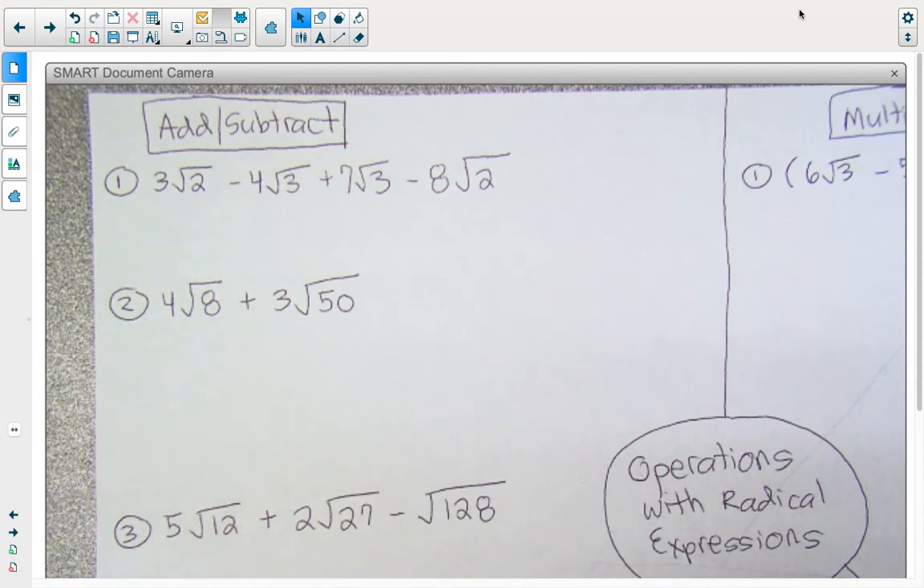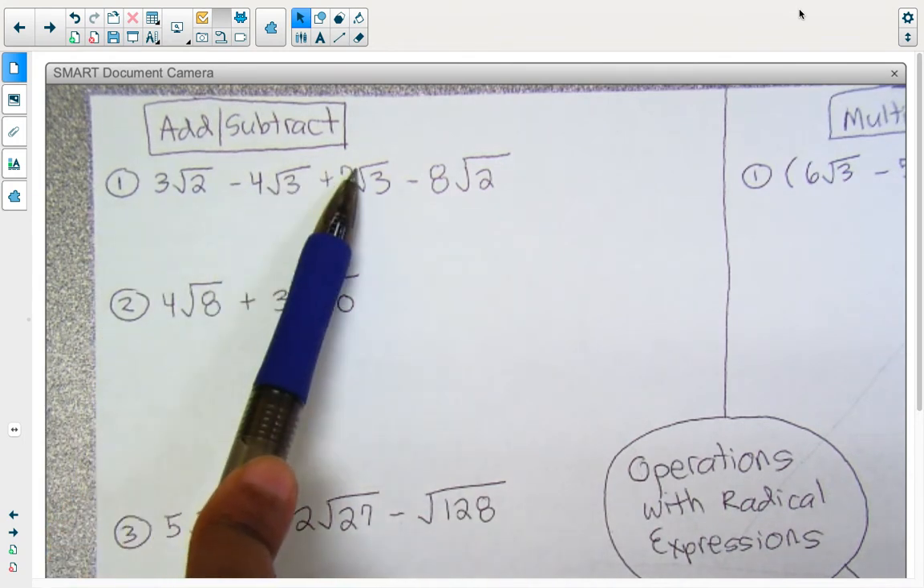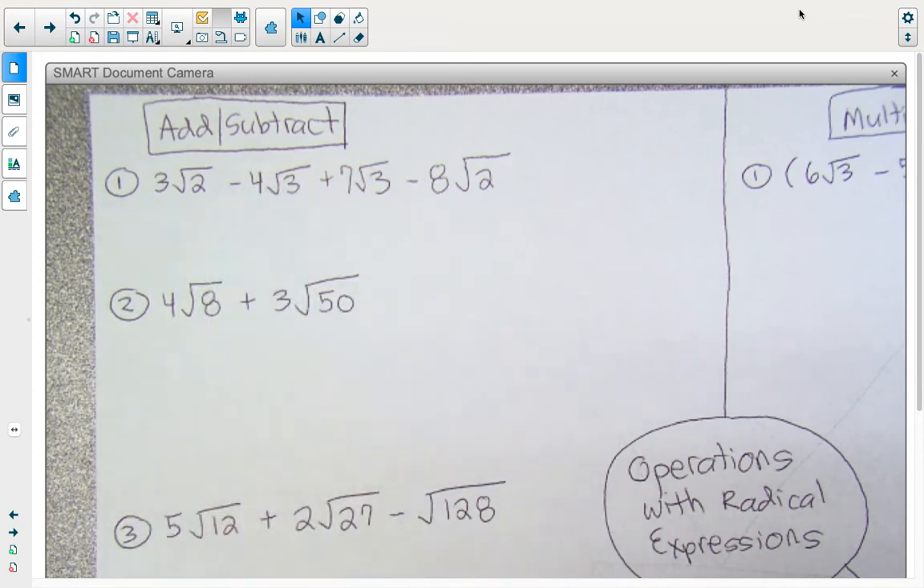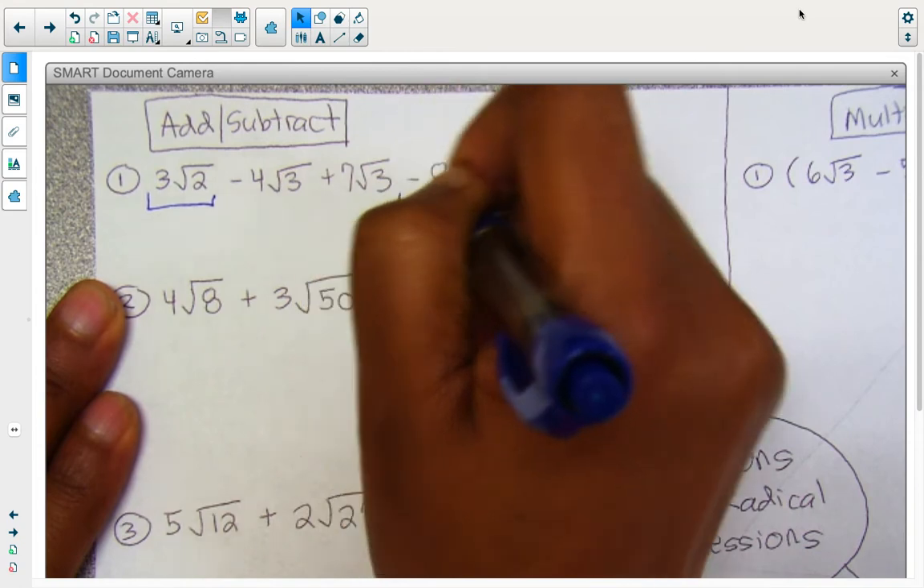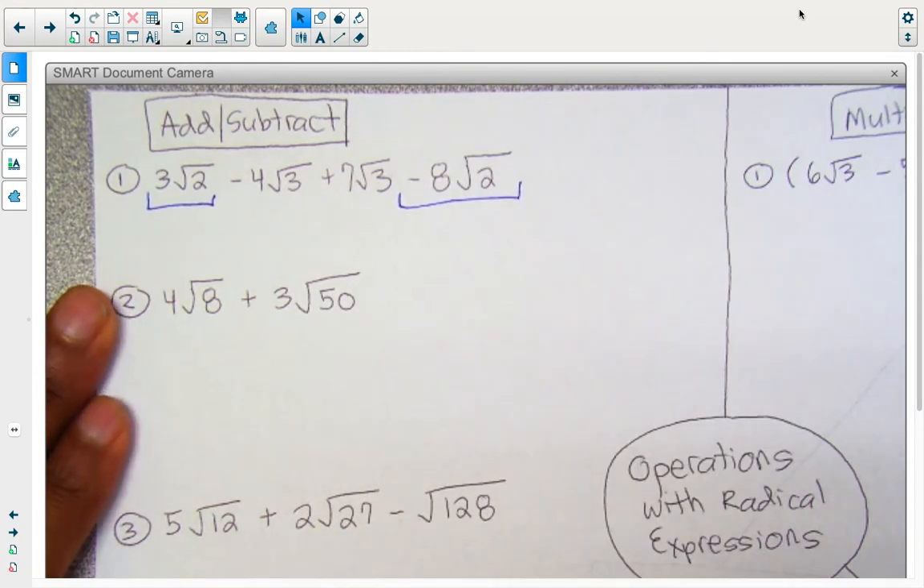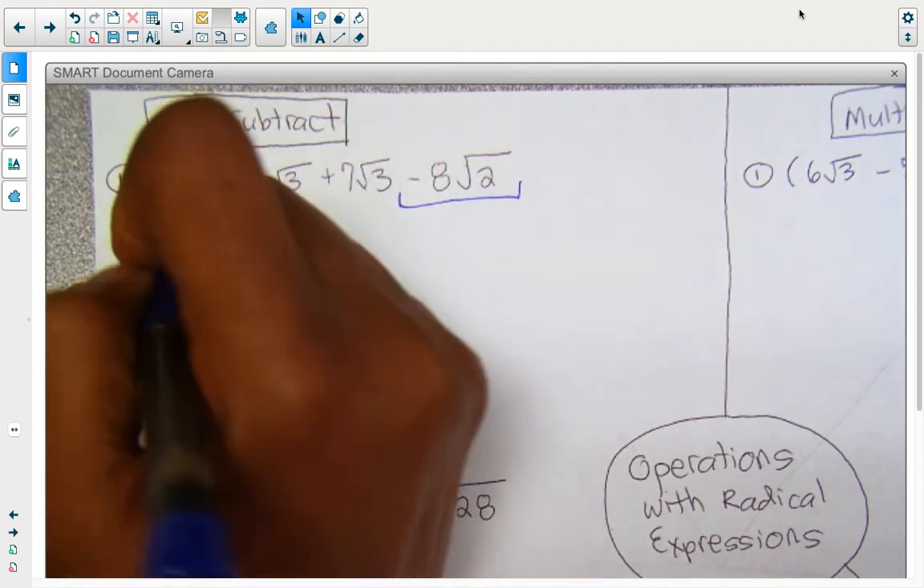So when you're adding and subtracting, they have to have the same index and they have to have the same number on the inside. My index for all of these is 2, even though I don't see it. My index is all the same, so check there. And I can put this together with this. So you just add them or subtract them together. 3 minus 8 gives me -5.